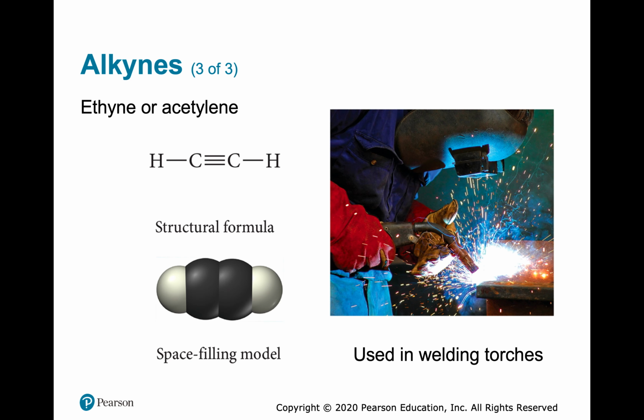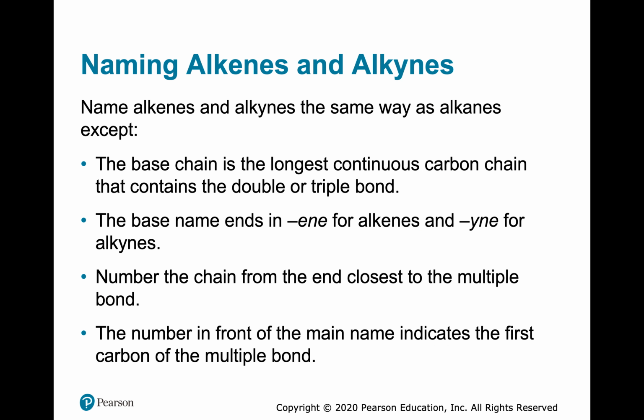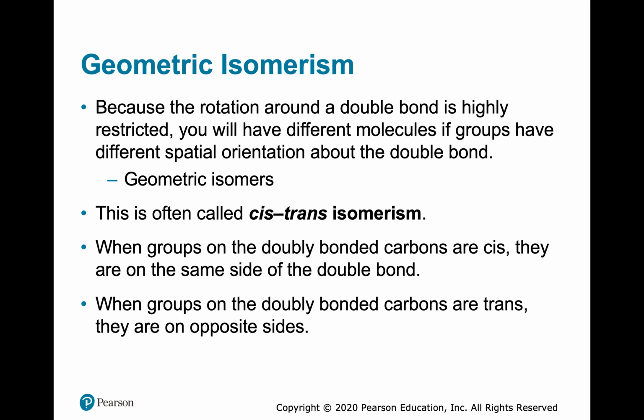Okay. Acetylene is what's used in welding torches, and it's pretty strong stuff. So, okay, alkenes and alkynes are named the same way, except for the ending, and well, there you go. I don't have to read the slide. You can read it yourself.